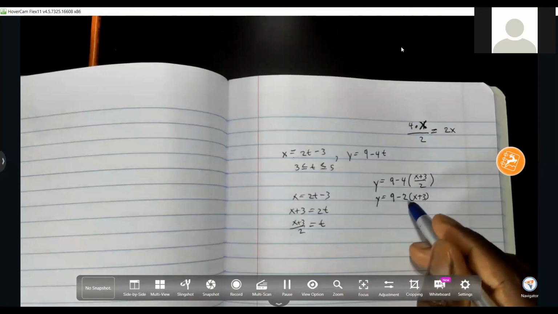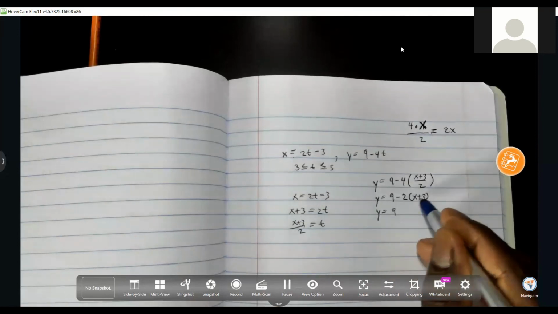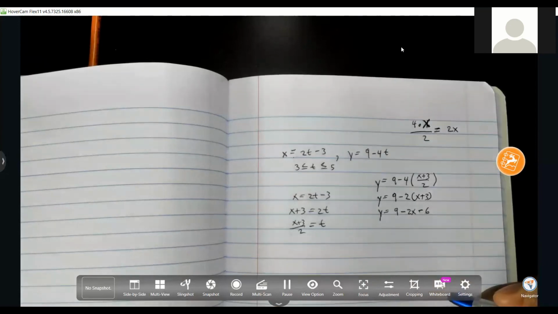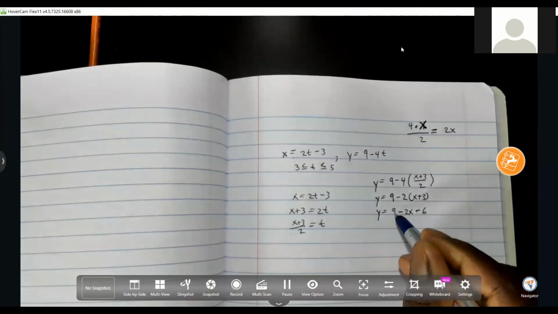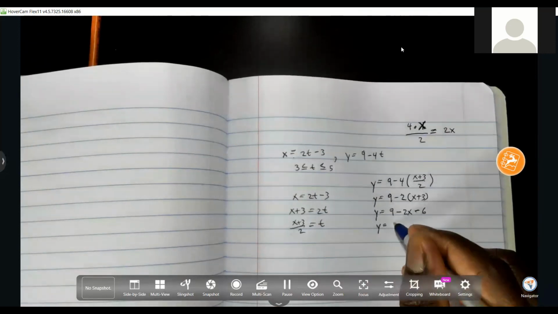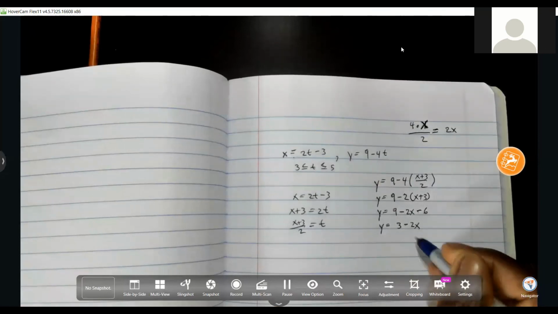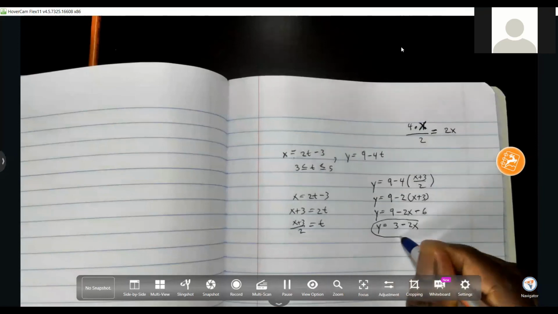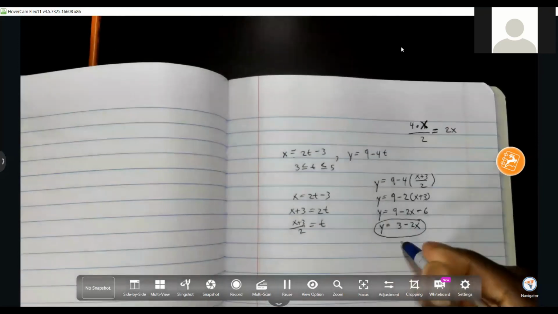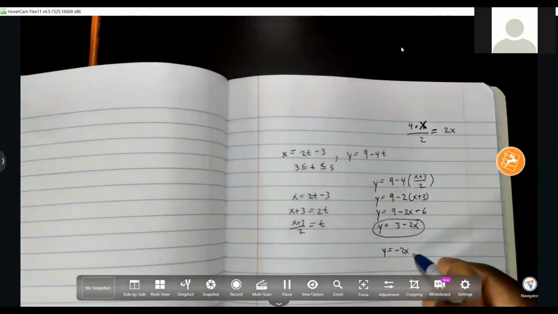Once we get here, we could say y equals 9, and then we distribute that negative 2. Okay, and then 9 minus 6 is 3. So now we have y equals 3 minus 2x. So this is what they were looking for when they said to eliminate the parameter. You could also write this as y equals negative 2x plus 3.